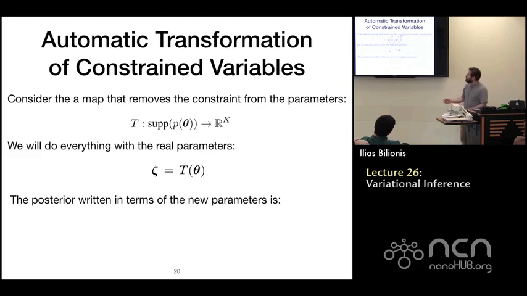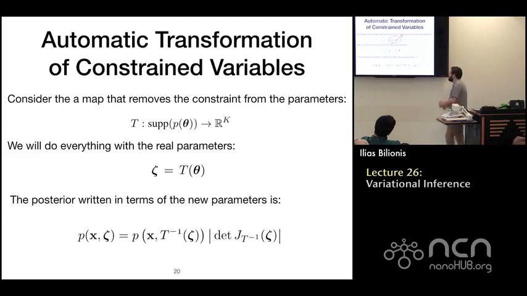Now the posterior in terms of the new parameters, zeta. If you ask what is the posterior of zeta, you can get it with a standard formula that tells you how to transform the probability density of random variables. It basically says that the joint distribution of x and zeta, where zeta is a transformation of theta, is going to be this, where this is the joint distribution of x and theta, with theta being the inverse transformation, and here you have the determinant of the Jacobian of the inverse, okay? This is what you have here. Why do you get that? This comes from the change of variables inside integrals, okay?